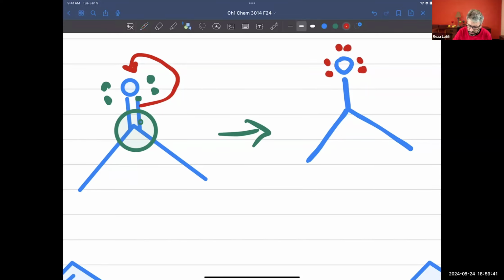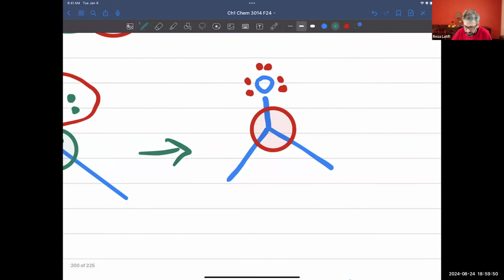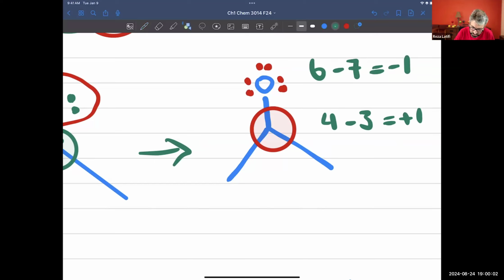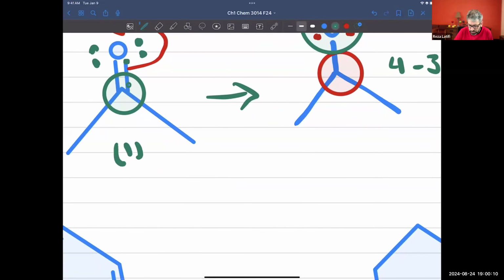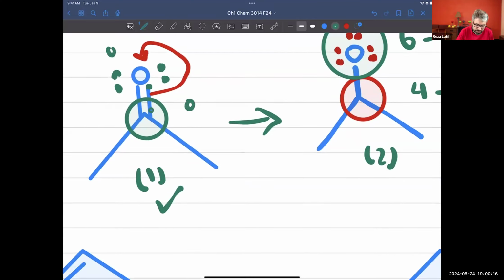How about this carbon? We stole one pi bond from it, so now that carbon will have a positive charge. Carbon is a group 4, and I see only 3 electrons around it, so it will be +1. How about oxygen? Oxygen is a group 6, I see 7 electrons around it, so it will be -1. Which one is more stable, 1 or 2? Of course, 1 is more stable because all the formal charges are 0. The ones I'm highlighting are the formal charges.